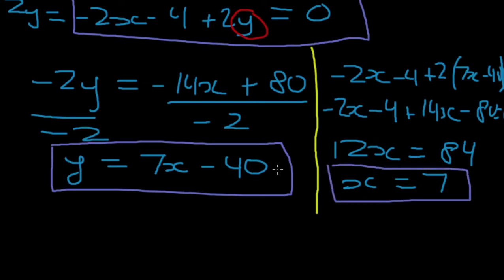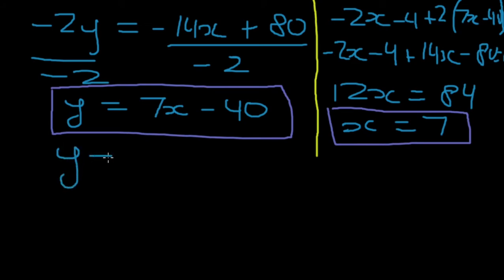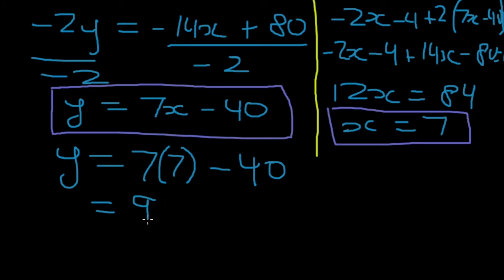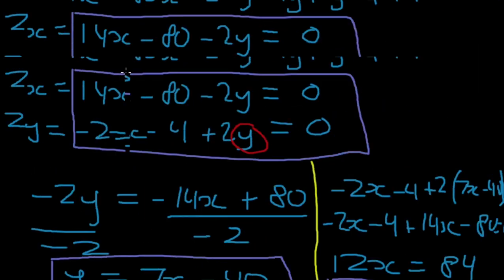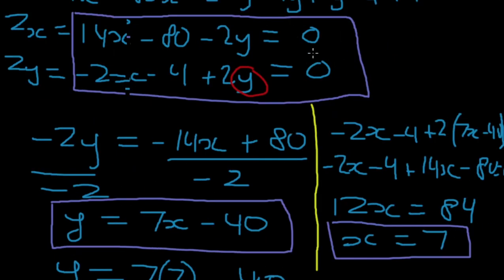Now we can solve for y by plugging it into this original y formula that we had here. So 7 times 7 minus 40, which is 49 minus 40, which is going to be 9. So we have x equals 7 and y equals 9. And that fulfills the first criteria that we have, that we set both of the equations equal to 0.